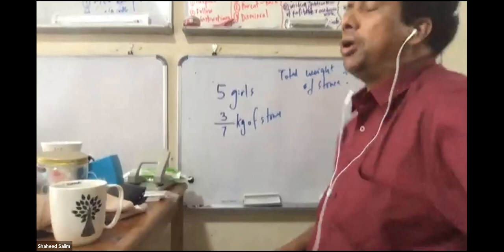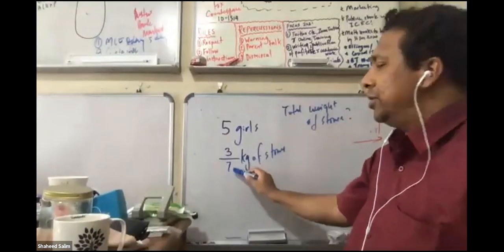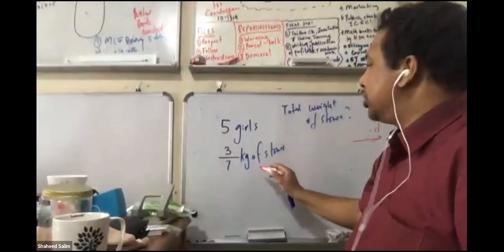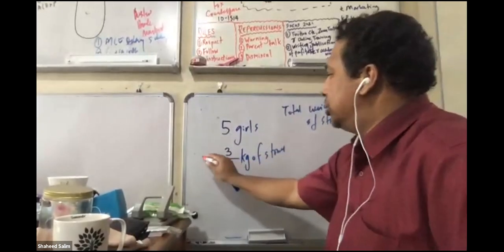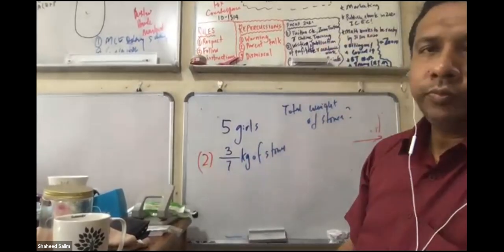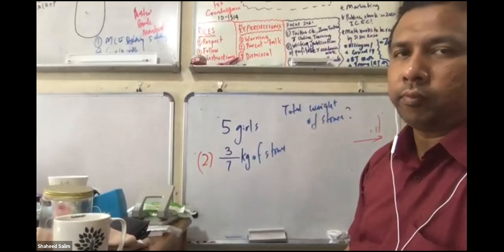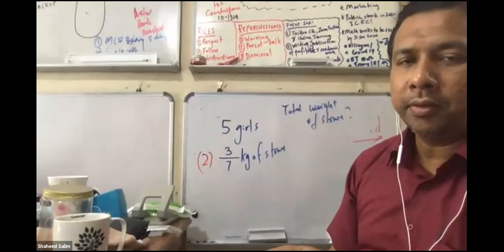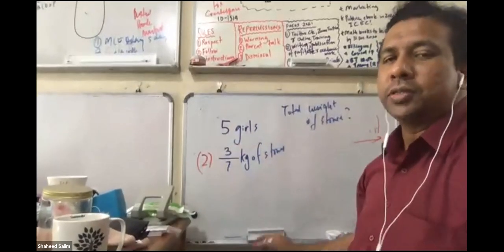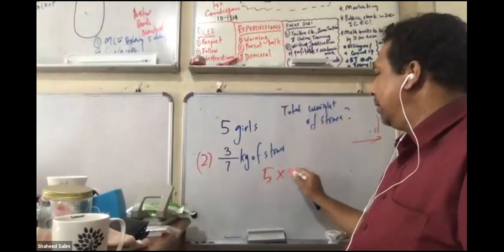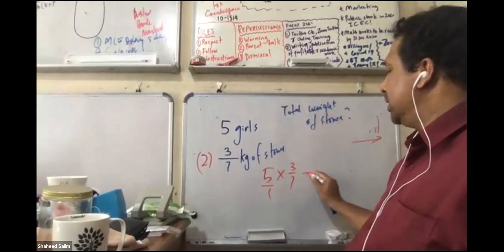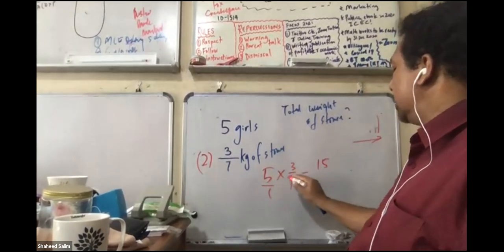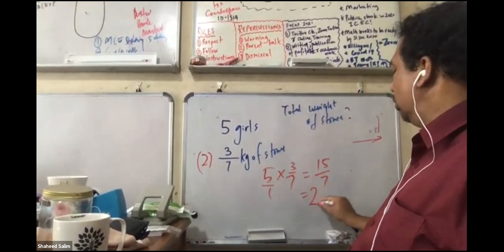Okay. Zahin, what's the answer? Don't know. Okay. Now, Zahin, let's imagine that each girl has 2 kg of stones. 5 girls will have how many kg? 10. How you get 10? 5 times 2. Do the same thing. 5 times 3/7, then you get 15/7, which equals 2 and 1/7.